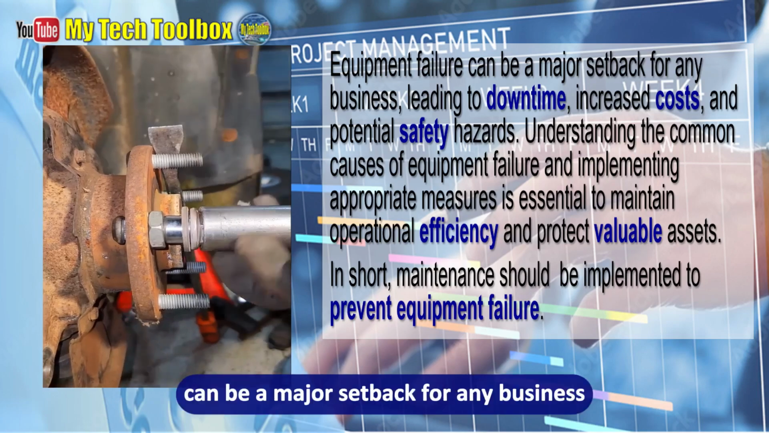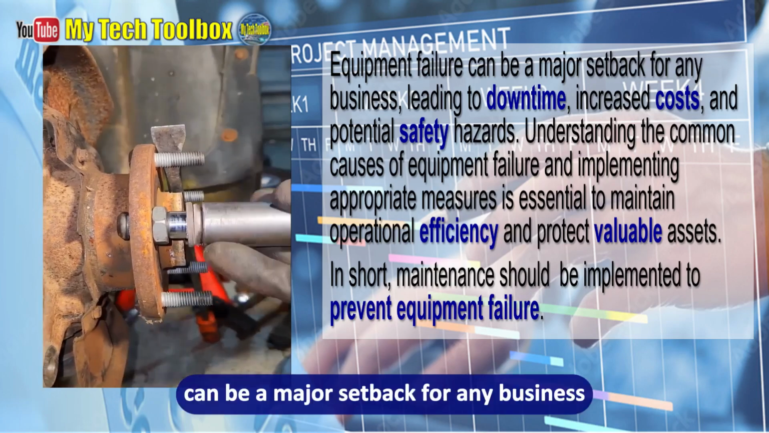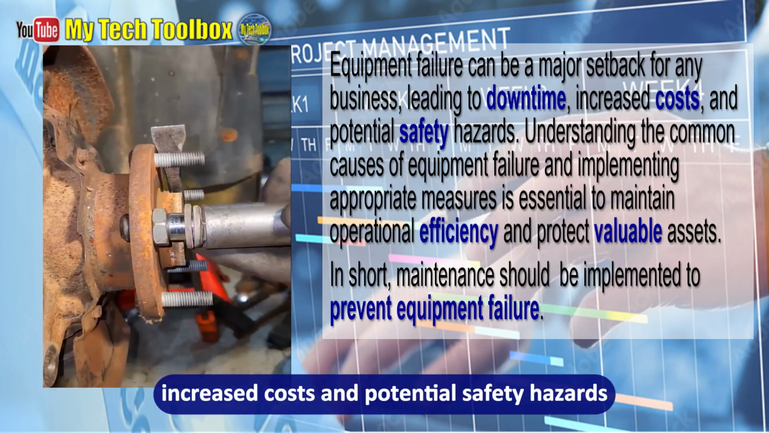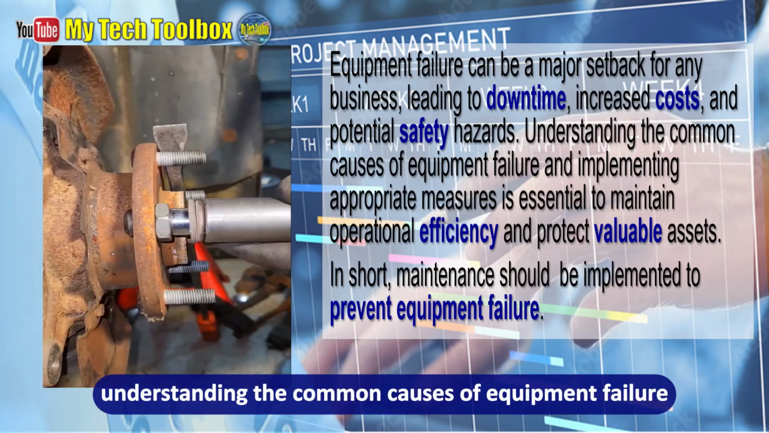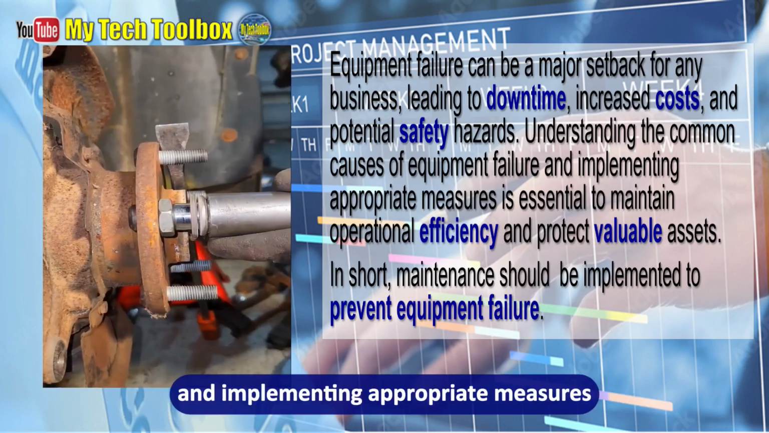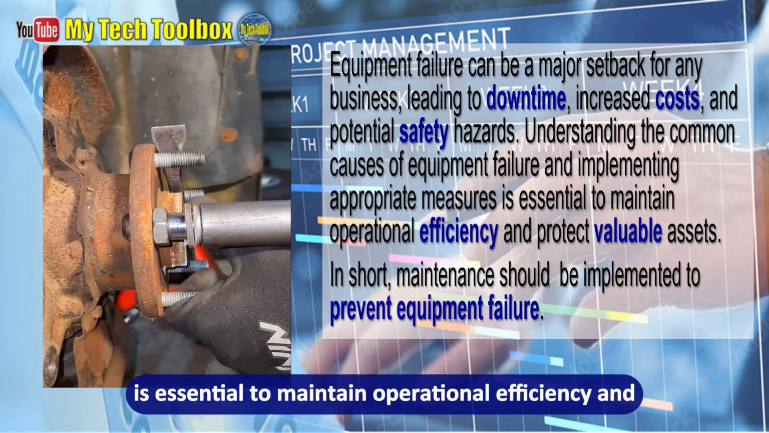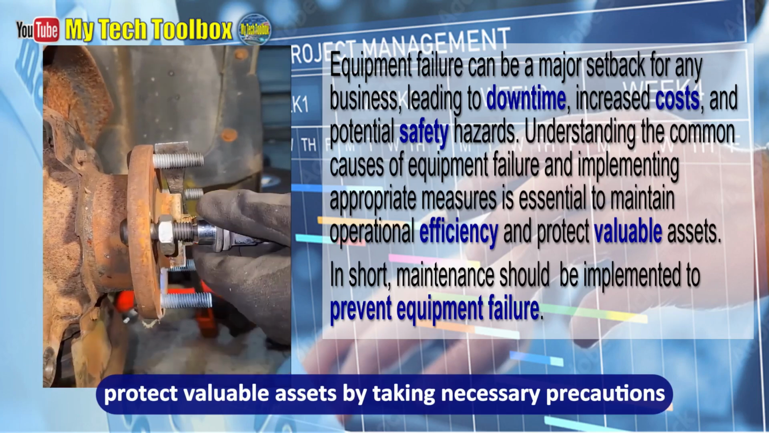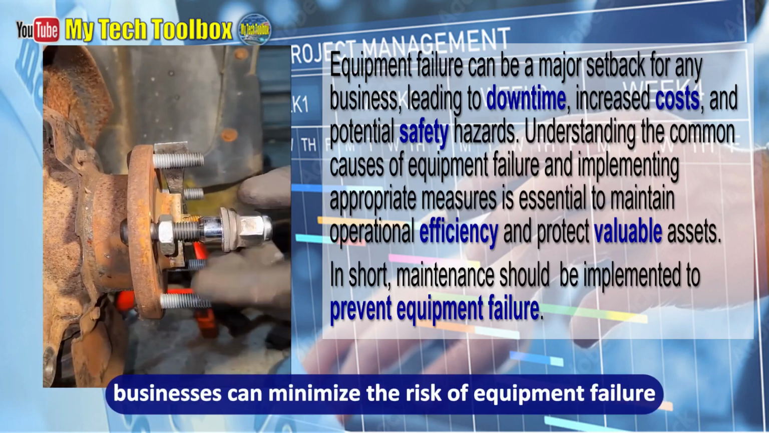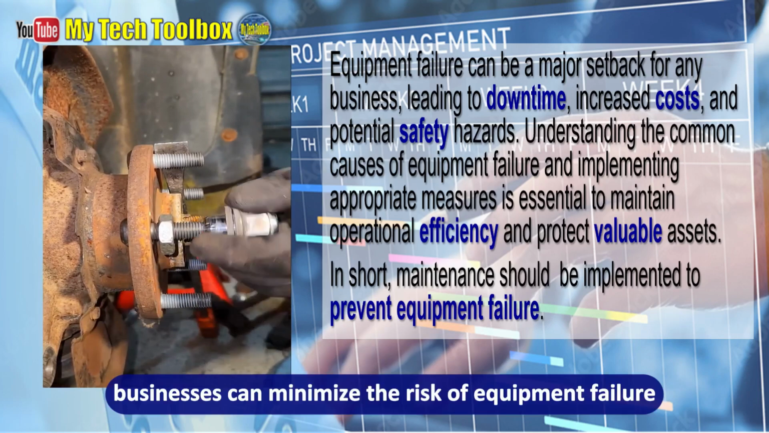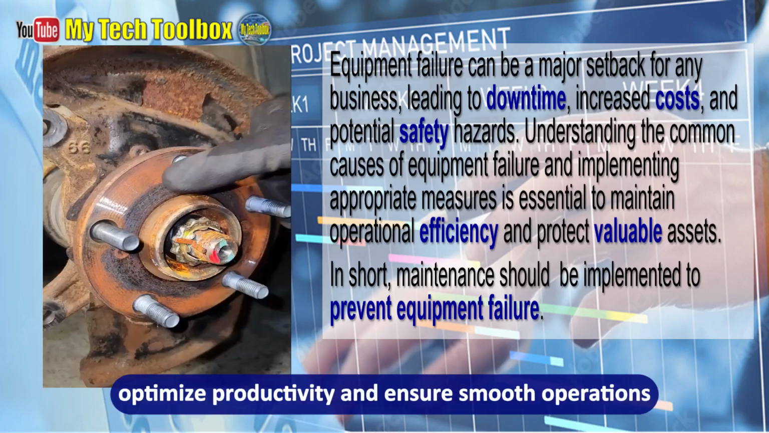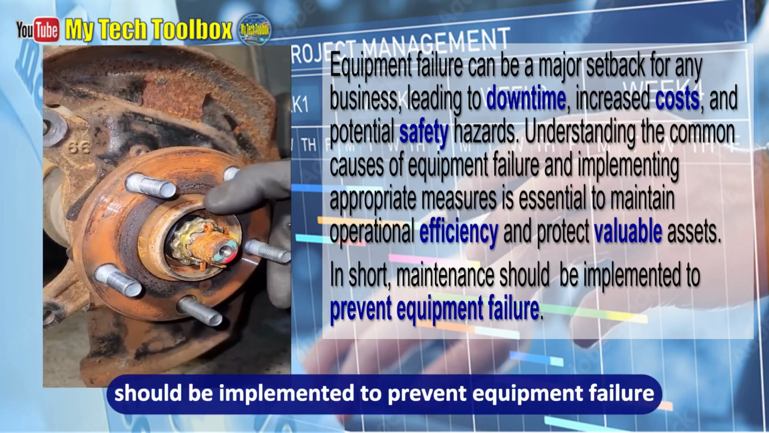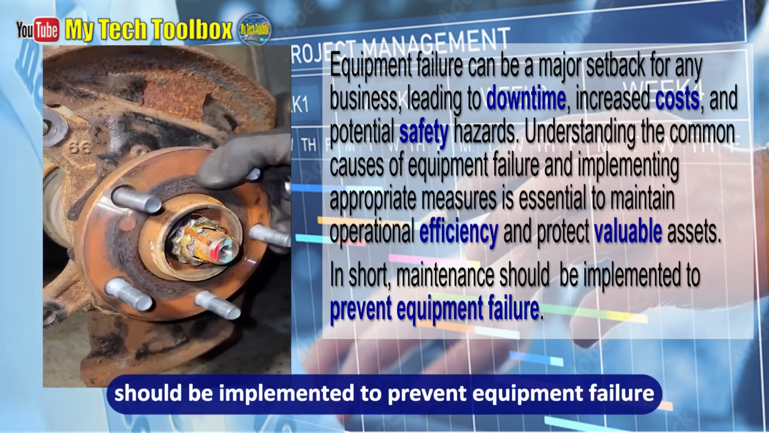Equipment failure can be a major setback for any business, leading to downtime, increased costs, and potential safety hazards. Understanding the common causes of equipment failure and implementing appropriate measures is essential to maintain operational efficiency and protect valuable assets. By taking necessary precautions, businesses can minimize the risk of equipment failure, optimize productivity, and ensure smooth operations. In short, maintenance should be implemented to prevent equipment failure.